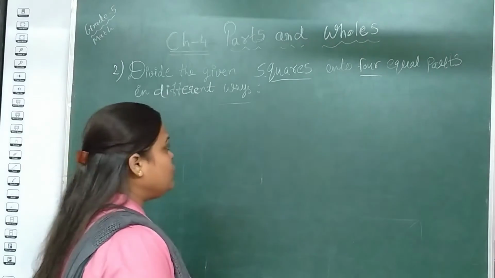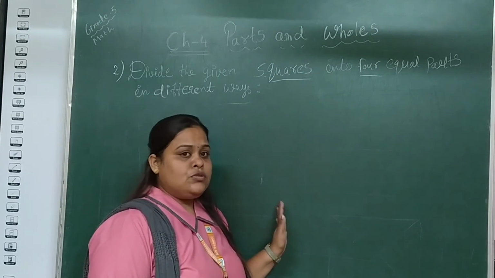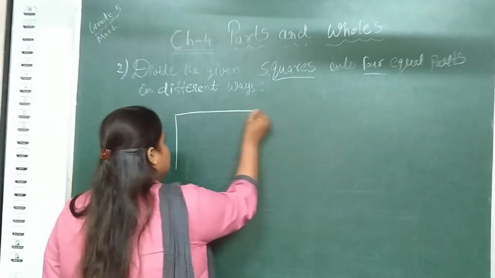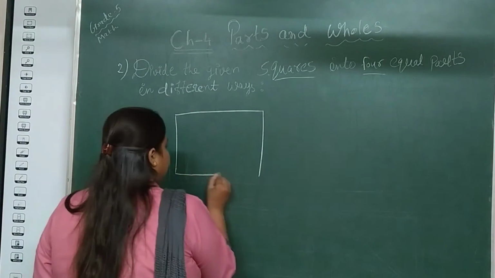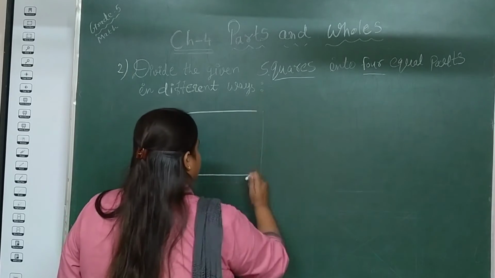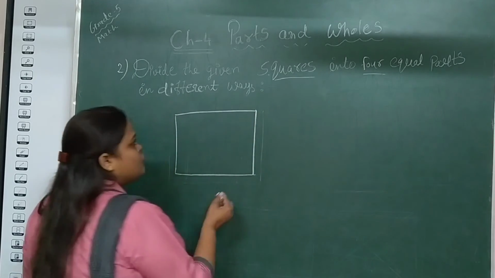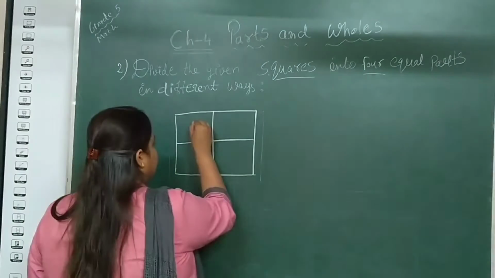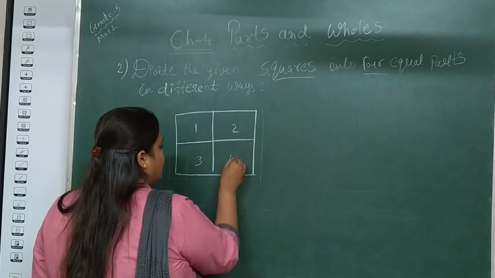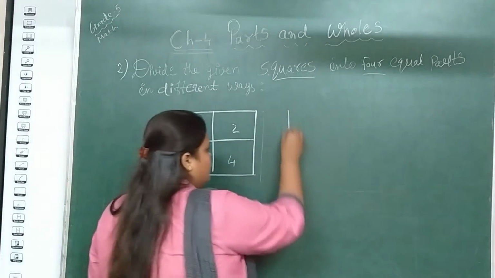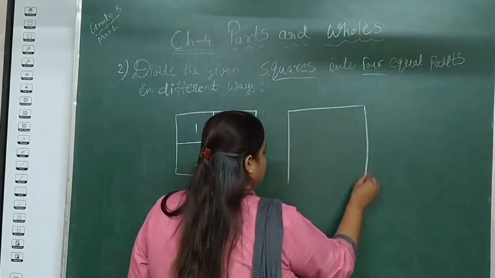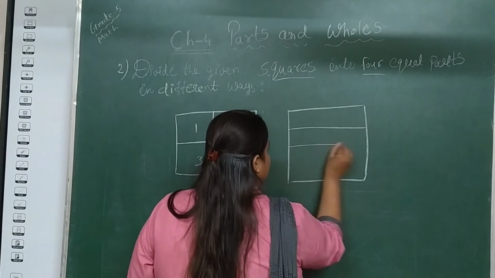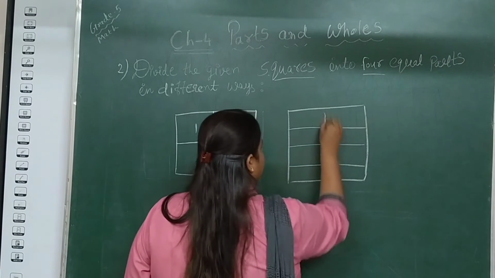So what we are supposed to do? A square is given and we are supposed to make 4 equal parts. So now we will start. This is a square. What we are supposed to do? 4 equal parts. So easily we can do 4 equal parts: 1, 2, 3 and 4. The second one we can do. This is a square, 4 equal parts: 1, 2, 3 and 4.